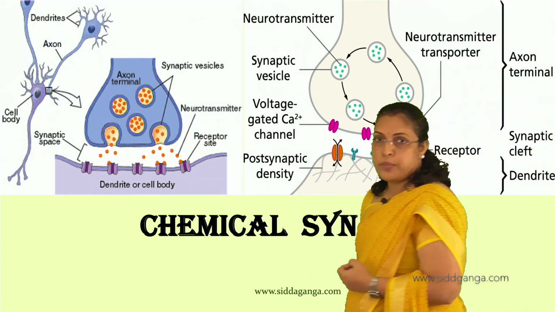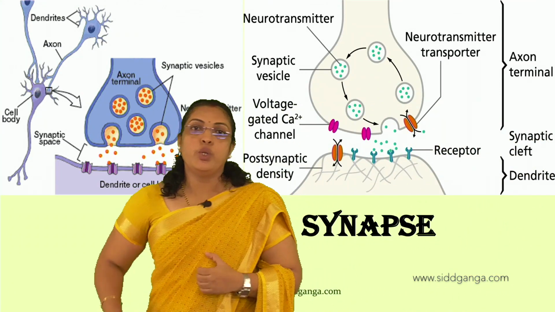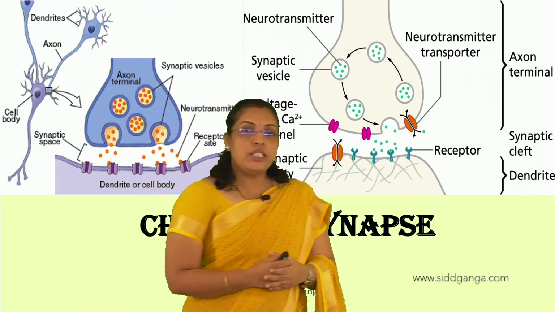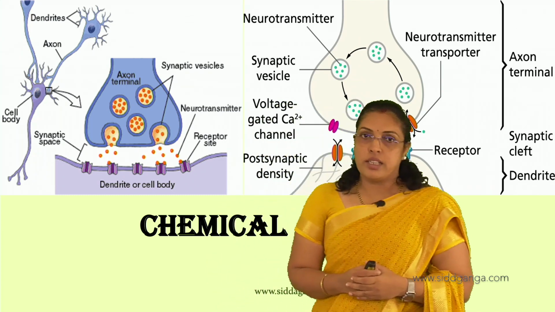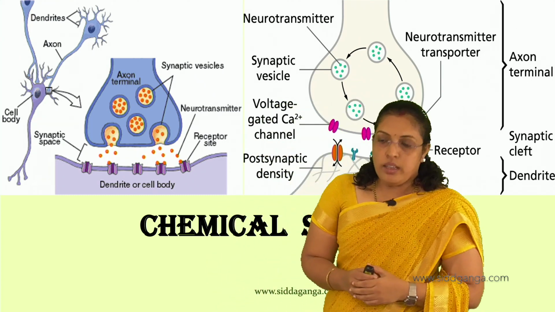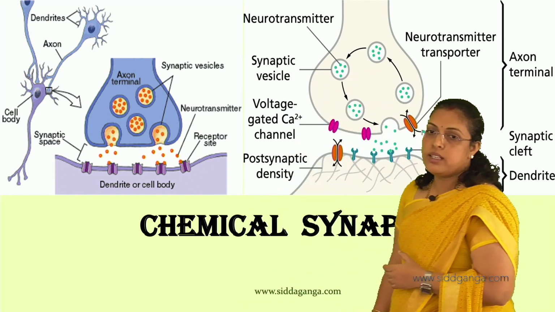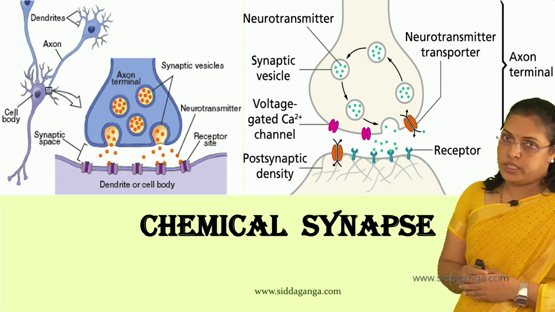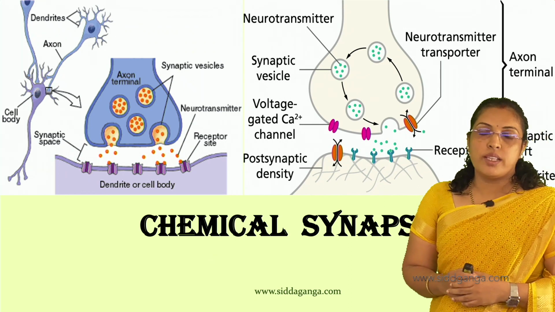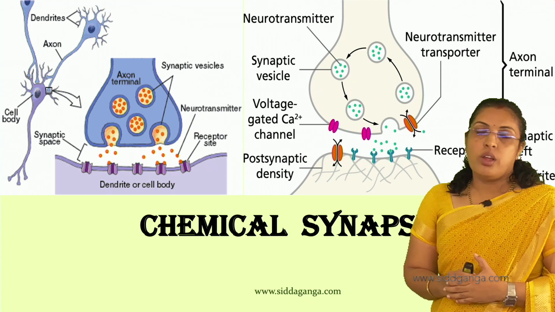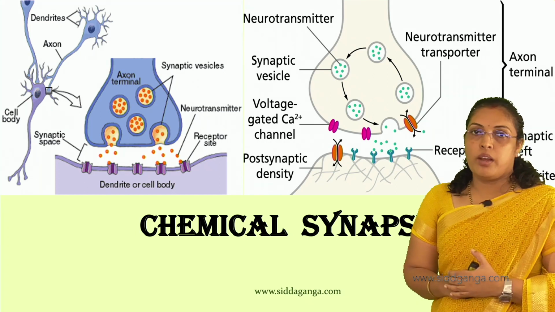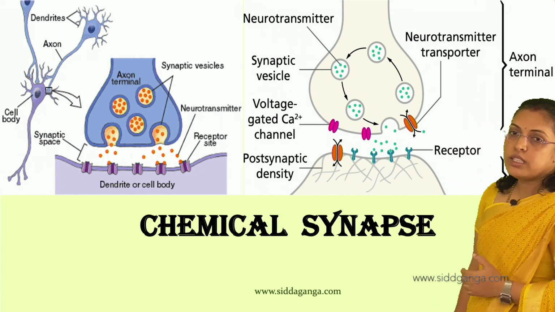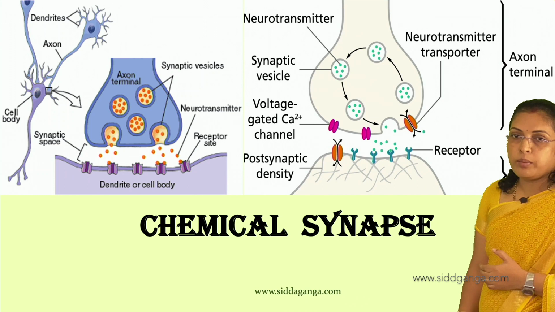And types of synapse. A synapse is a junction between two functional neurons. We have two types of synapses, electrical synapses and chemical synapses. This diagram shows you the chemical synapse. In this we see the release of neurotransmitters between the presynaptic membrane and the postsynaptic membrane. So this diagram explains chemical synapse.